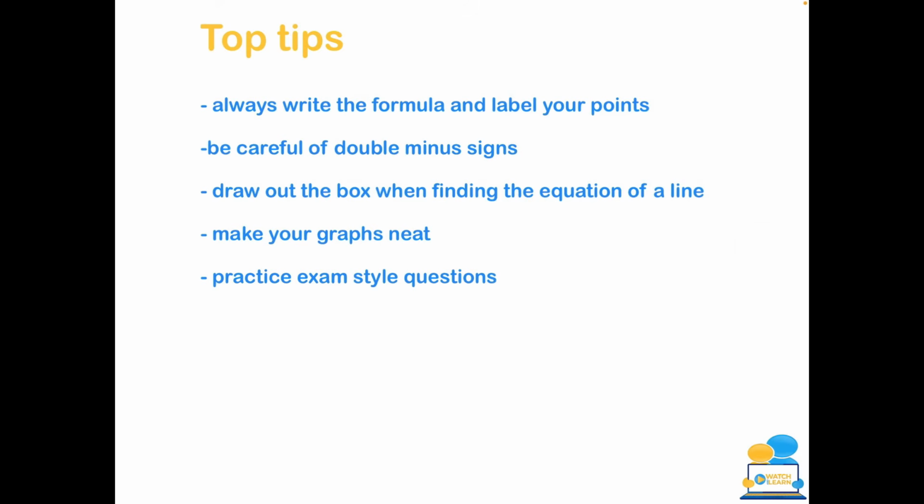The question says find the equation of the line, draw out the box. So your formula, y minus y1 is equal to m bracket x minus x1, and your point and your slope, fill it in, and then you really can't go wrong with that question. If you're drawing a graph, make sure to make them neat and use a ruler. If you are asked to draw a line between A and B and you don't use a ruler, you will definitely lose marks. So make sure you use a ruler and make it nice and neat.